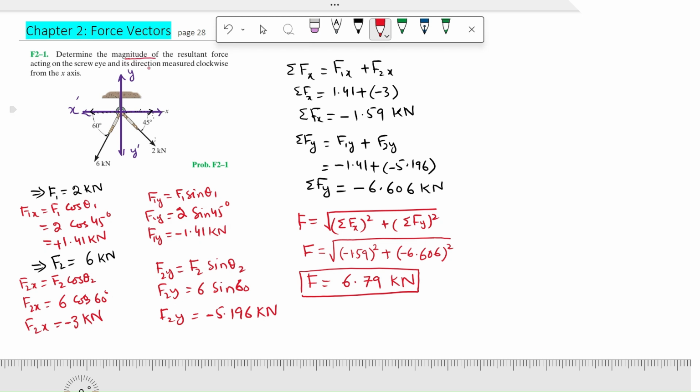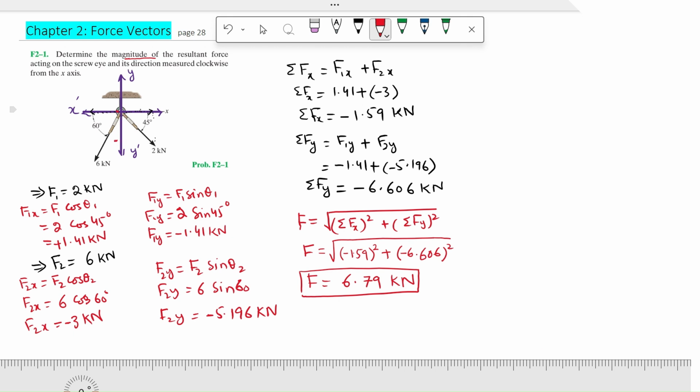Now we'll be determining the direction of this resultant force, where it is pointing in the XY plane. We have the Fx value and Fy value for this resultant force. The Fx value is 1.59, from the negative side, to the left of the origin. And we have summation of f of y as minus 6.606, so it will be somewhere here, and we will be matching these two points.